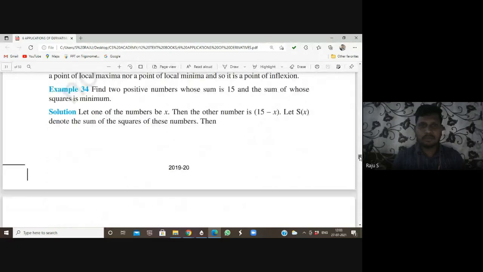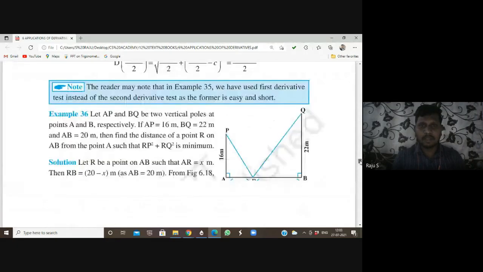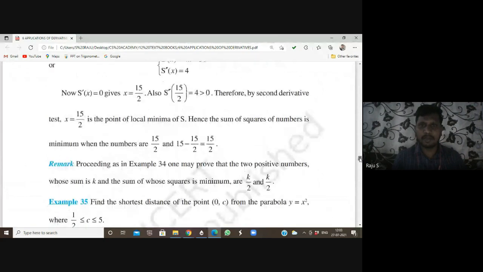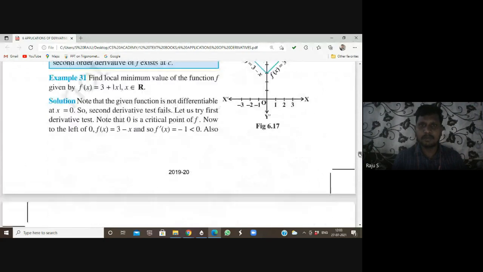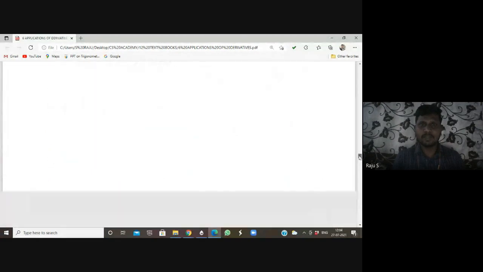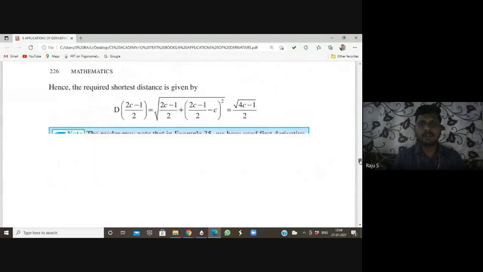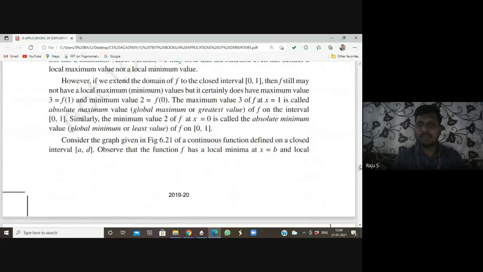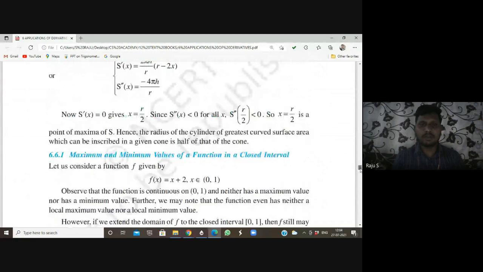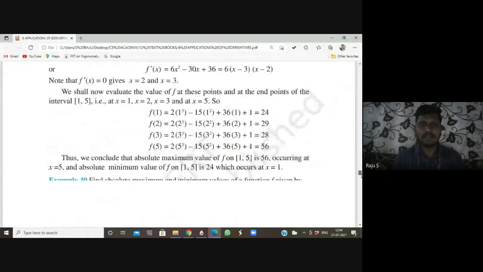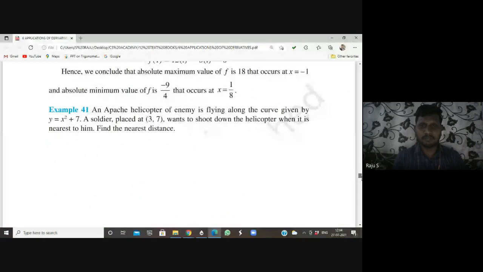How do you explain this method to students? If they are given a function f of x, how can you find the maximum value and the minimum value of the given function? There are two methods. Method one is applicable just for quadratic expressions as well as the modulus function.